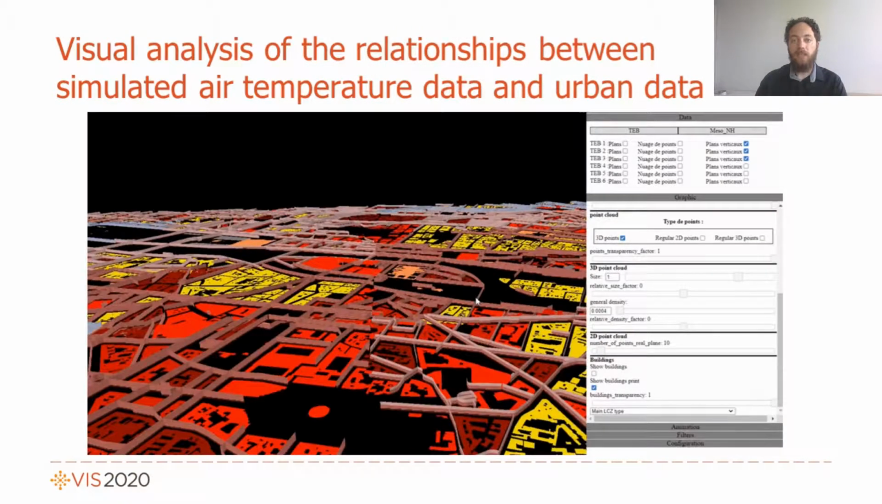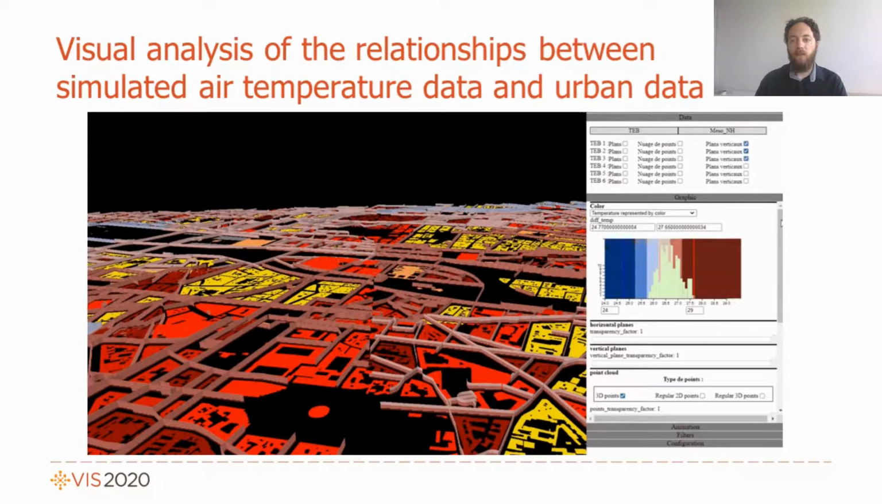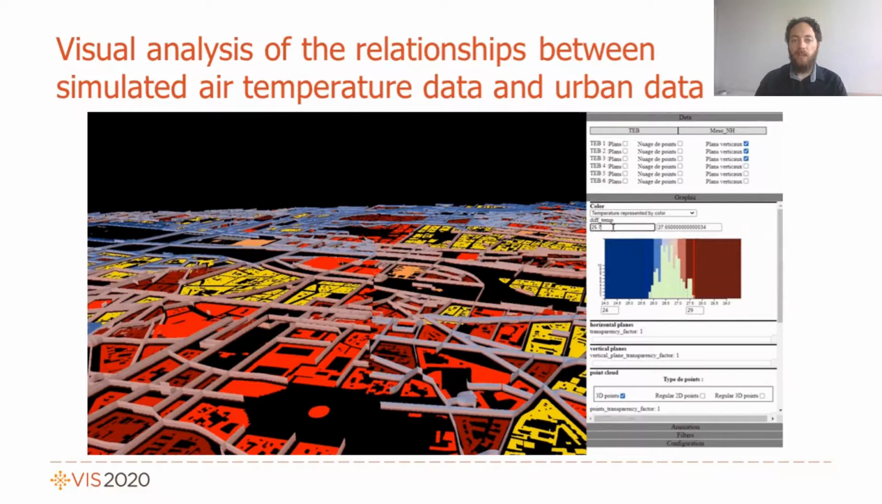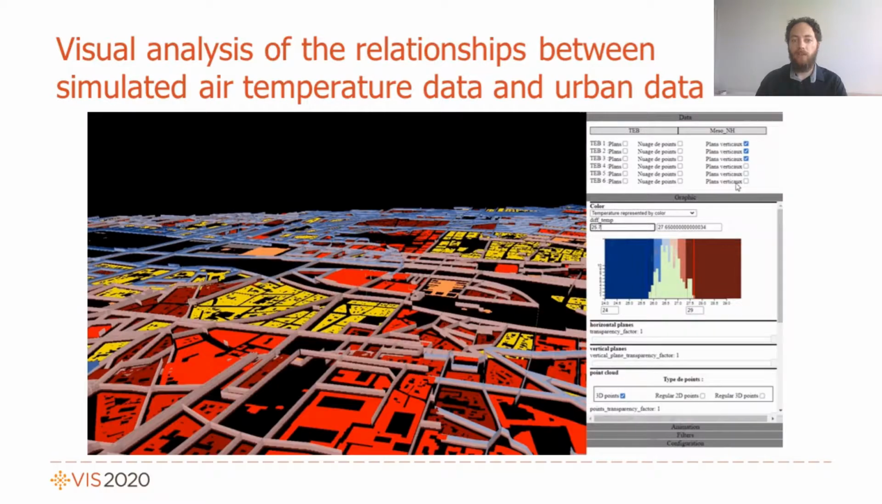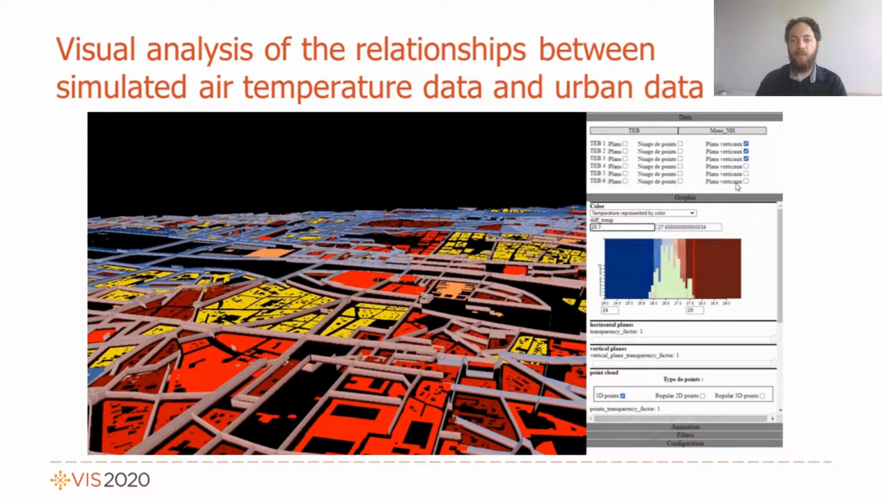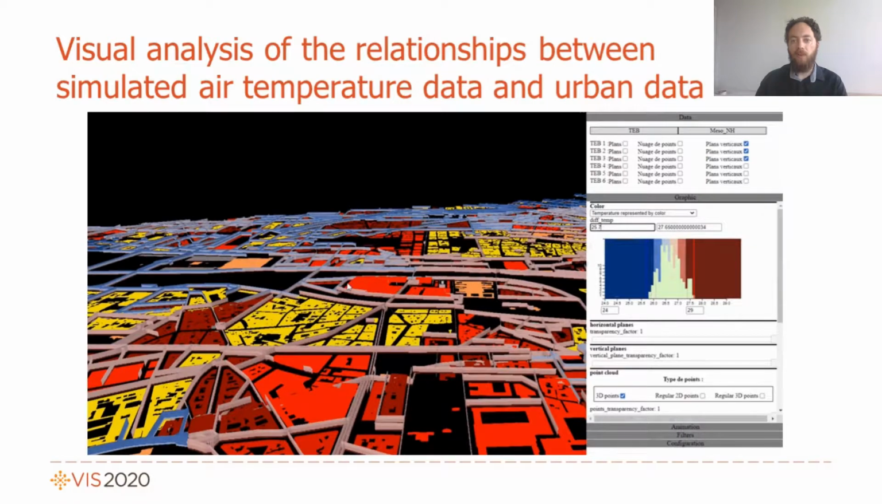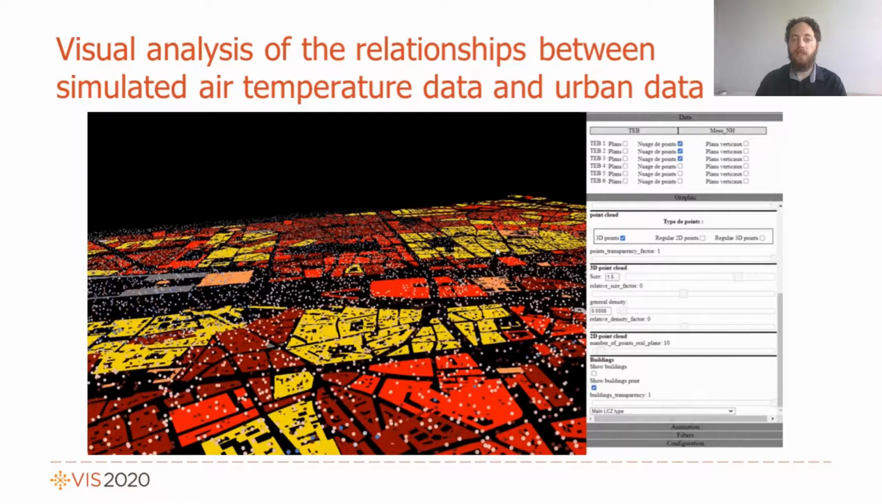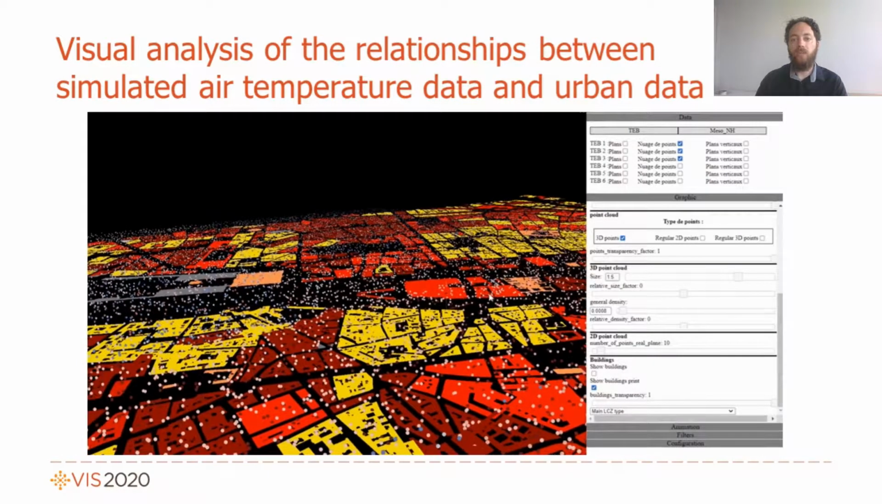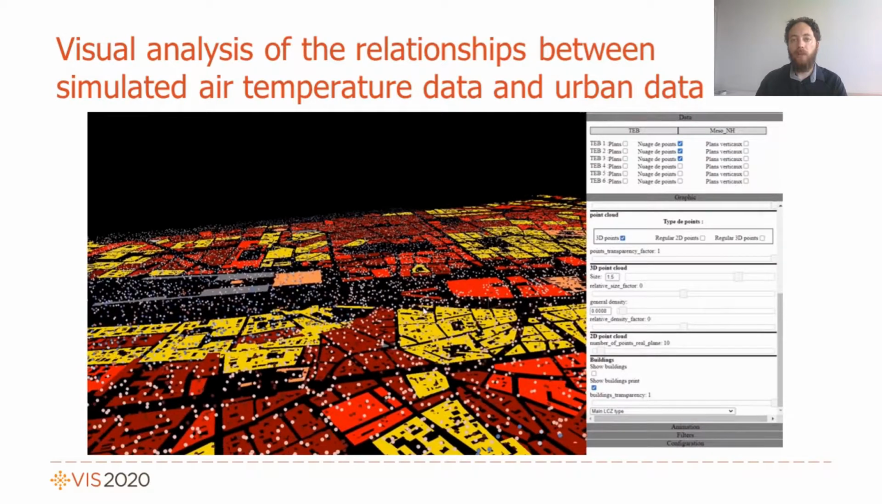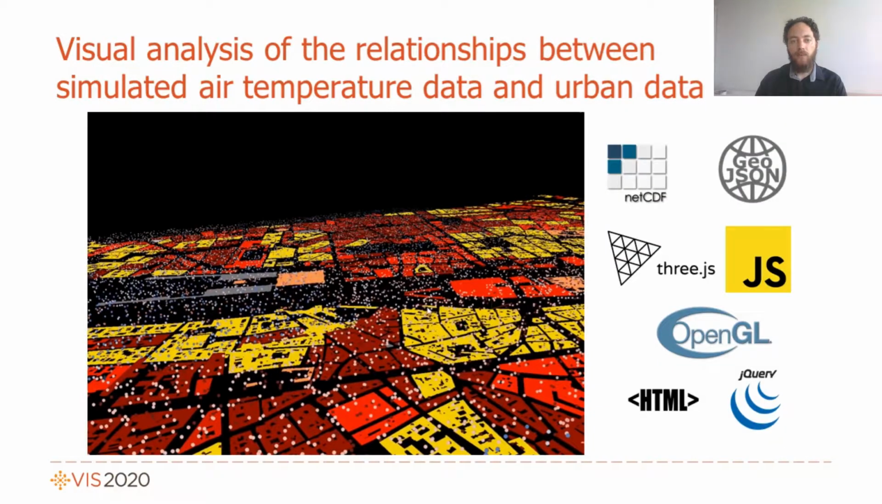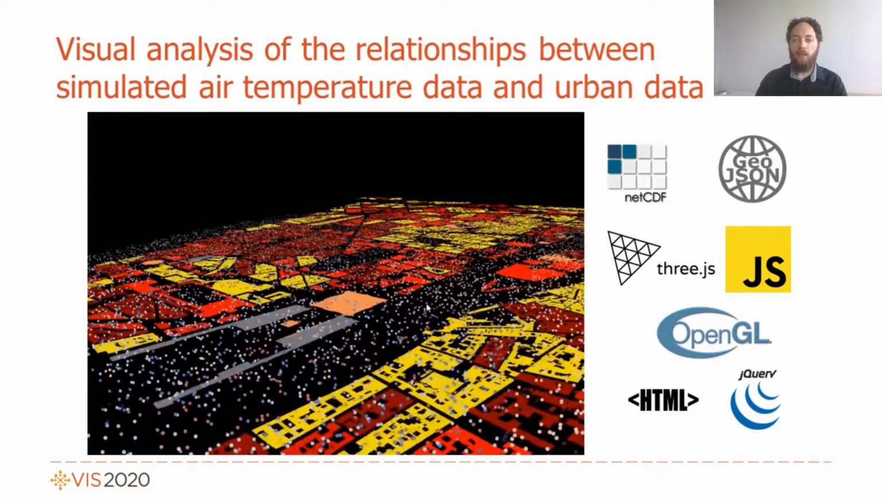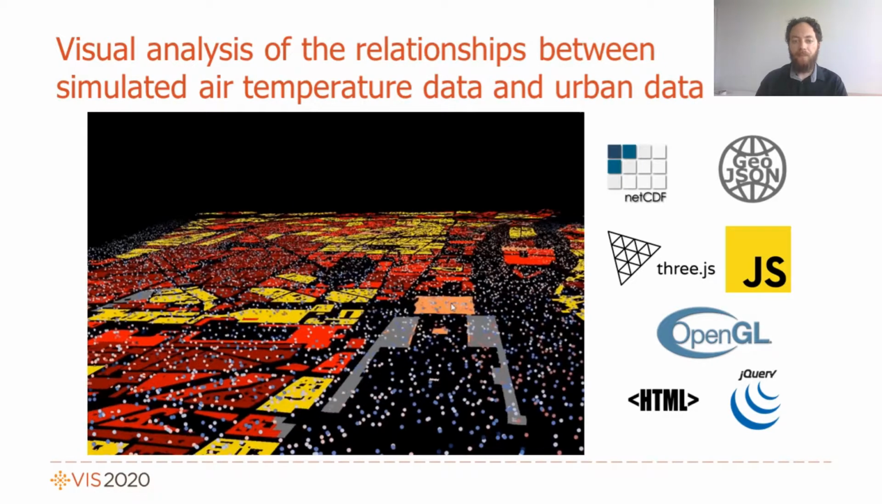The user can navigate into the 3D scene with zoom and pan functions and by modifying the camera orientation. This navigation, added with the possibility to change graphic parameters, such as the color scale or the proxy geometry used to represent the data, allows our framework to provide a visual analysis of both simulated air temperature and urban data in order to analyze the relationship between temperature and urban morphology. This framework is implemented as a web application using Three.js and OpenGL.